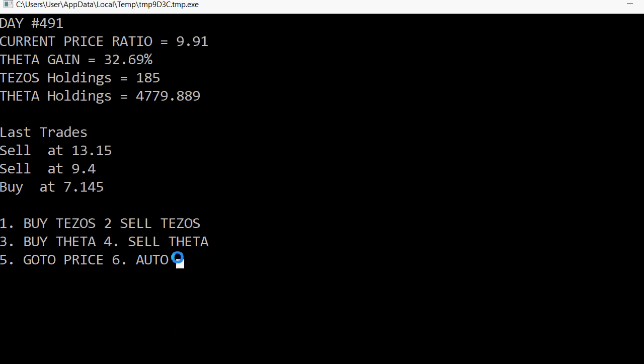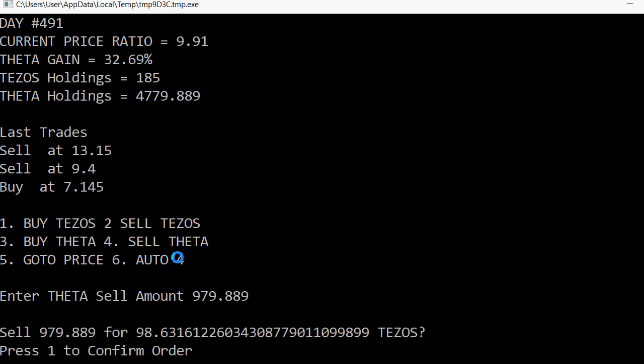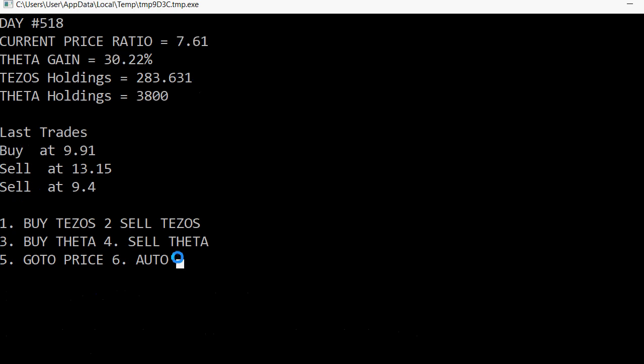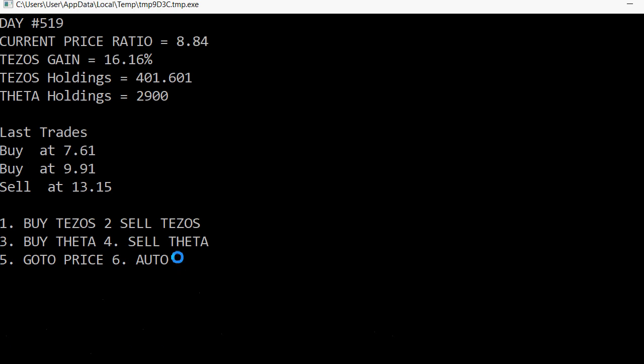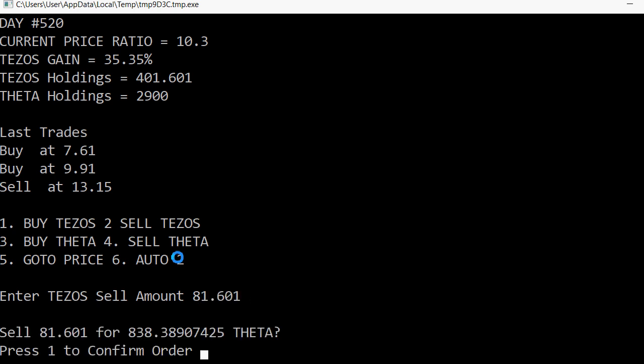So theta now gains 32%, so I can unload a good portion, maybe 979 of that. Pick back 98 of them. And theta gains 30% more, so that's maybe get rid of 900 more. And then the Tezos goes up to 4. Now it gains 34%, so let's get rid of maybe 80 of them, 81.601, which will bring me down to 320. But that'll bring my theta up to 37 change.